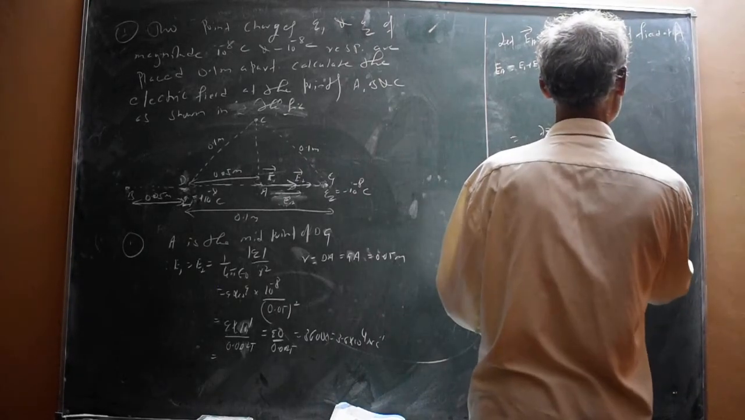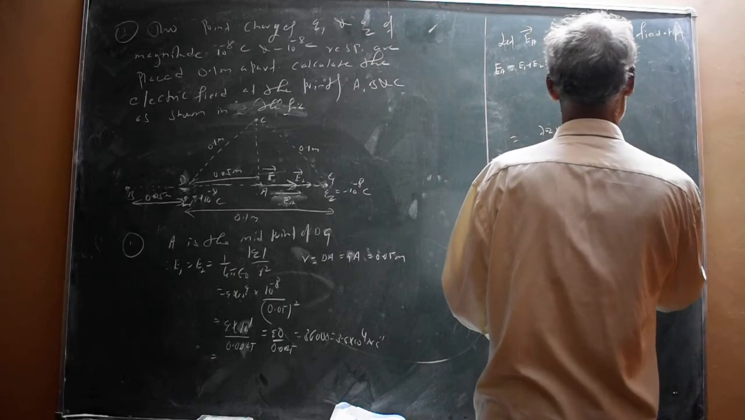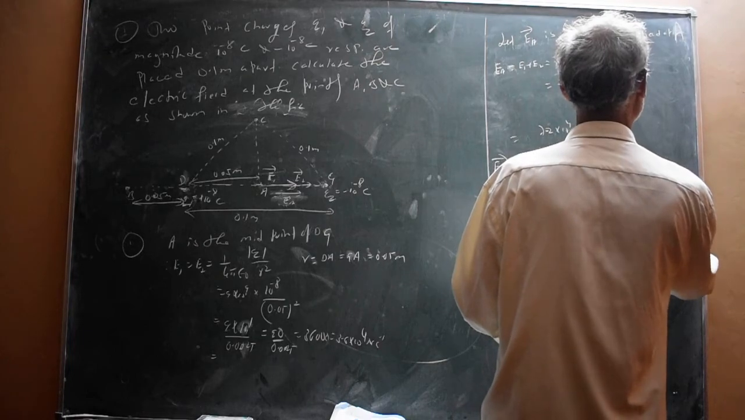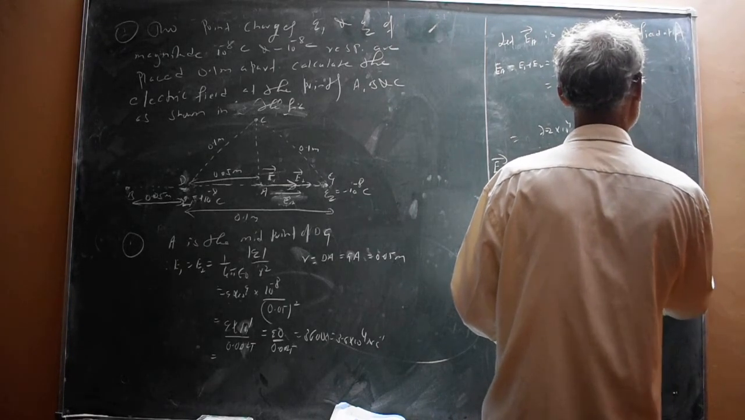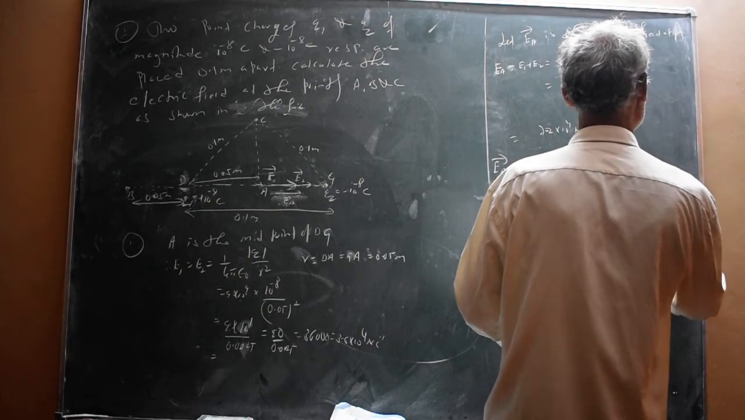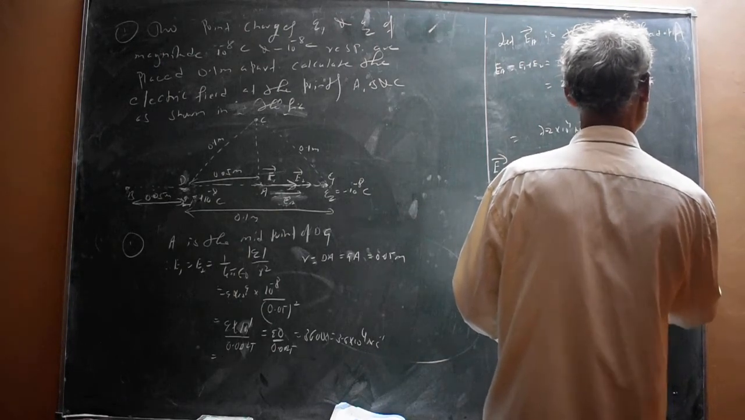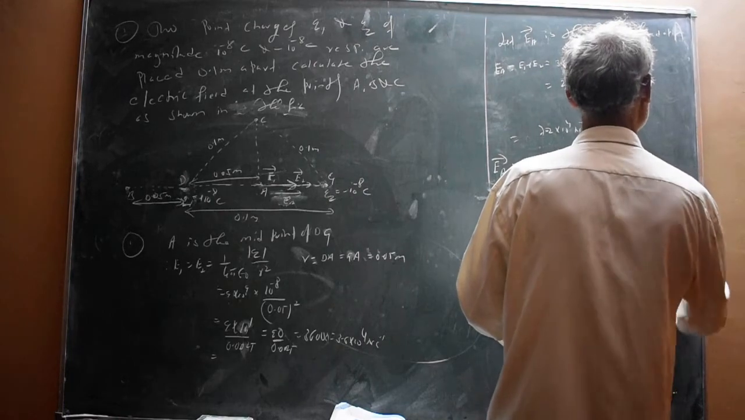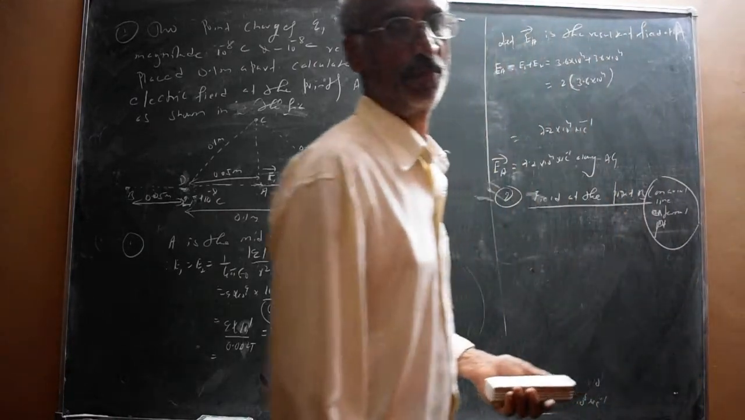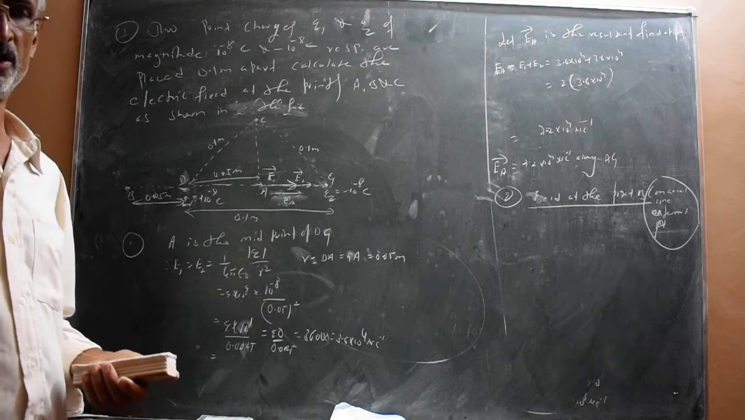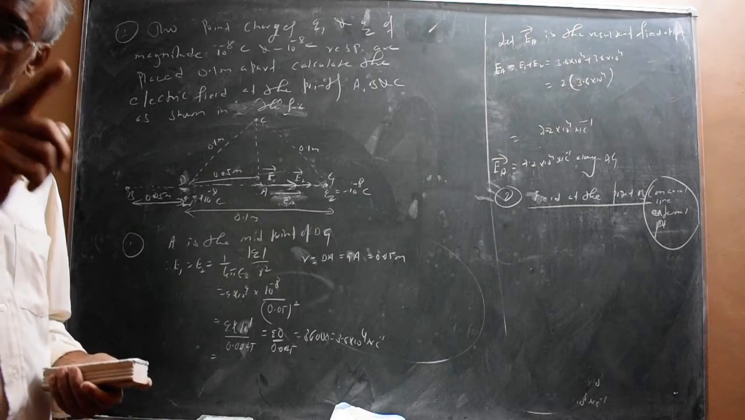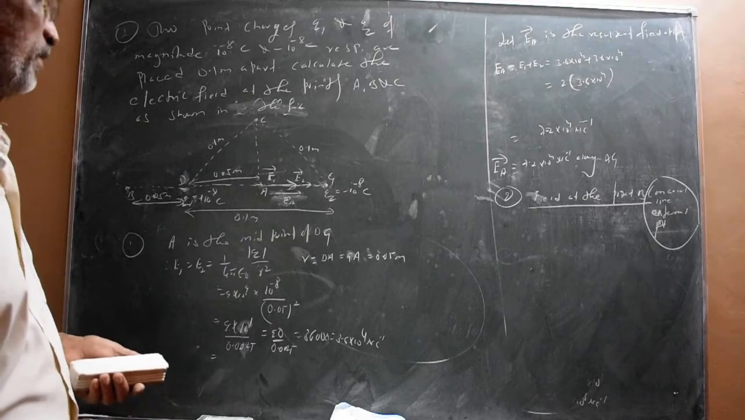At the point B, on the axial line, external point. Therefore, the dipole concept can be used. For the field at a point on the axial line, the point should be an external point. Then only the dipole concept can be taken.